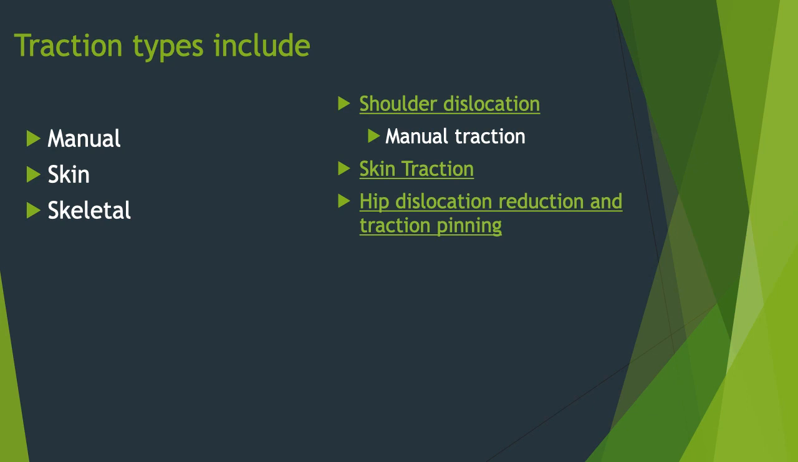Skeletal traction is, like I said, the pull exerted directly on the skeletal system by attaching wires, pins, or tongs through a bone. And when you look at the hip dislocation, they're going to actually do some pinning with that as well. So you're going to actually see them do the pinning for that traction.